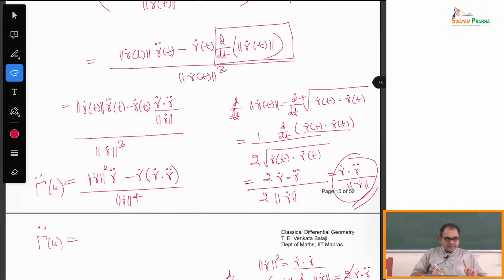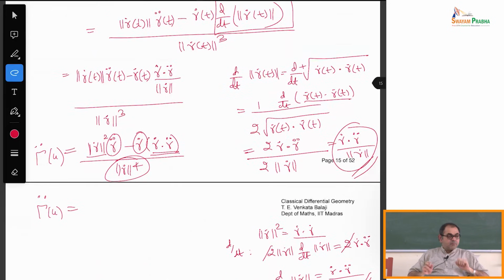Look at the thing. This is a vector. This is a scalar. Similarly, this is a vector, and this is a scalar because it's a dot product. And in the denominator, you have only a scalar. So the net effect is a vector, and that is just gamma double dot of u.